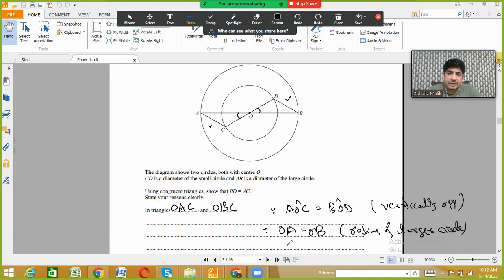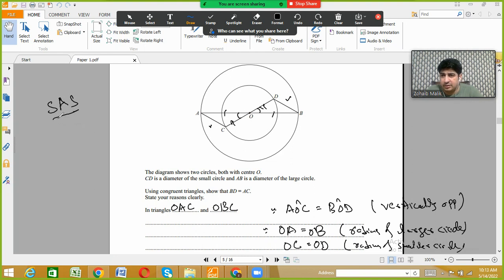And the other thing is OC is equal to OD, because it is the radius of the smaller circle. So what we have proved is that this side is equal to this one, and this side is equal to this one. So this is recommending us towards the property side angle side.